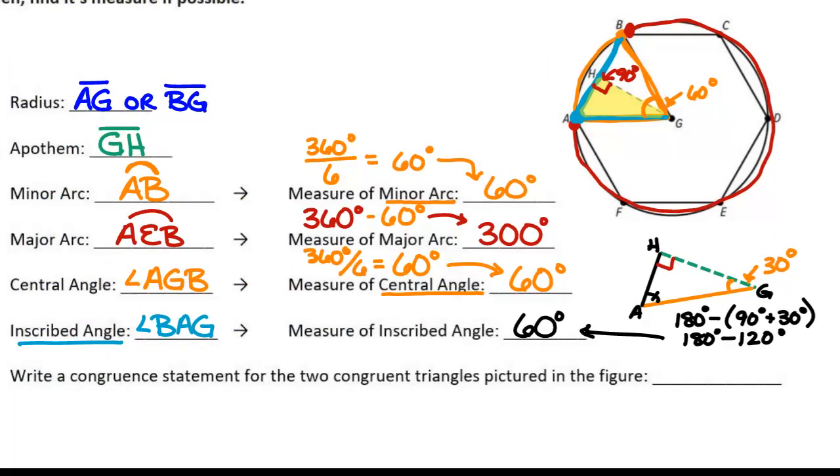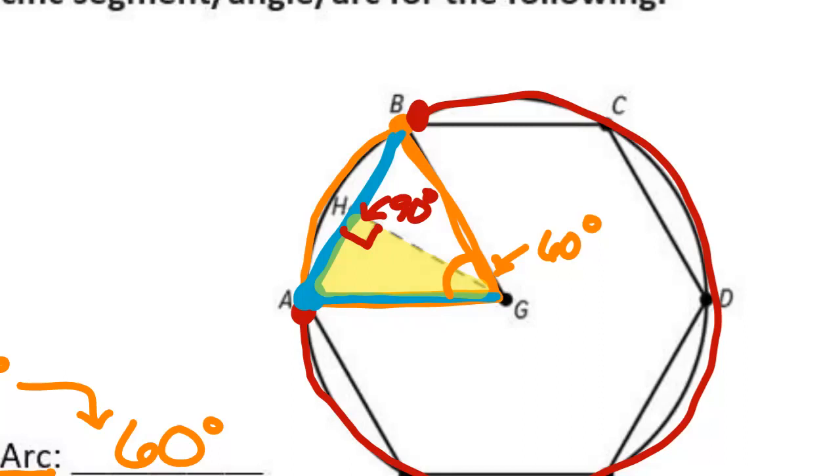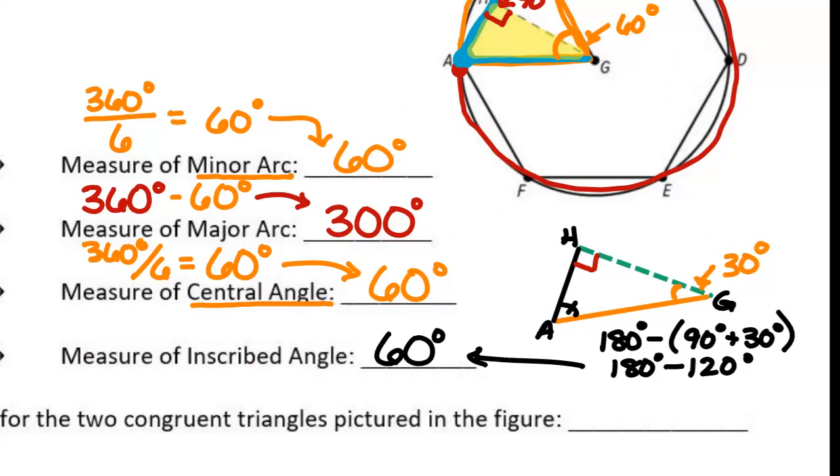All right, last thing they wanted me to do, write a congruence statement for the two congruent triangles pictured in the figure. What are they talking about? Two congruent triangles? Where do you see two congruent triangles? Yeah, this one that I have highlighted in yellow, so AHG or AGH. And then this one on the top side, BGH or BHG. When I write my congruence statement, I have to make sure to match up corresponding congruent parts. So in that yellow triangle, give me one way to write the yellow triangle.